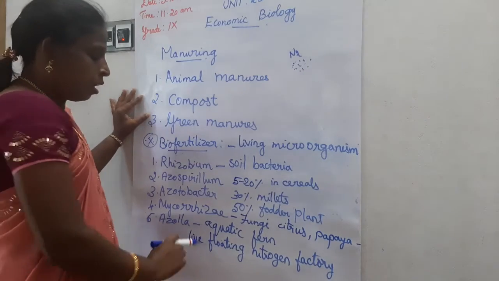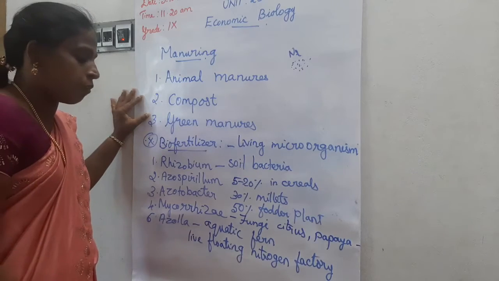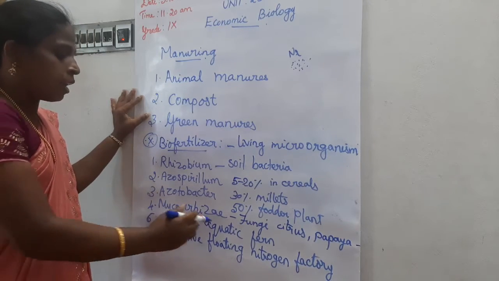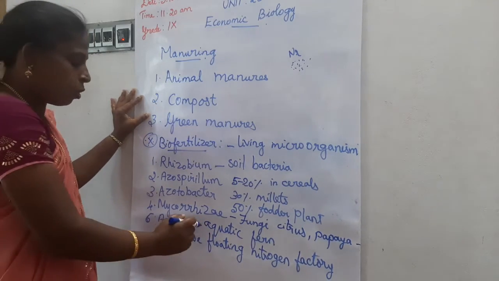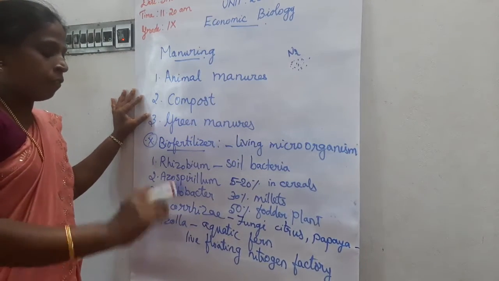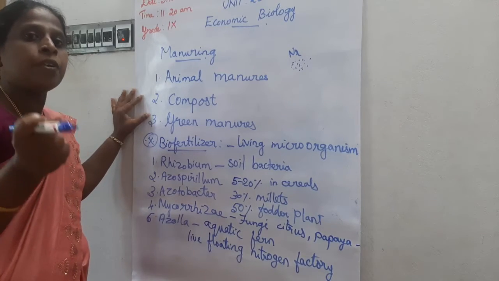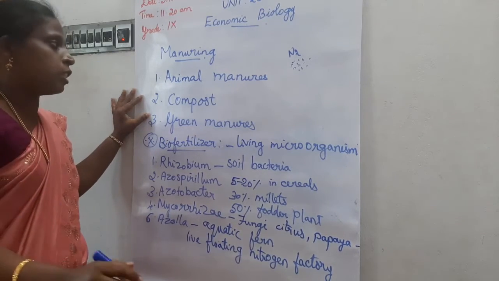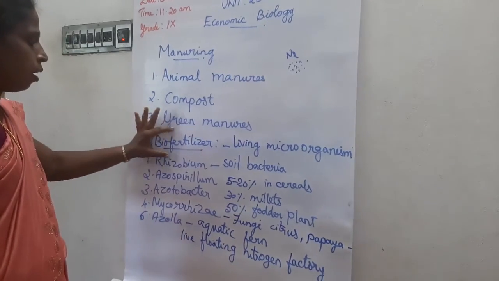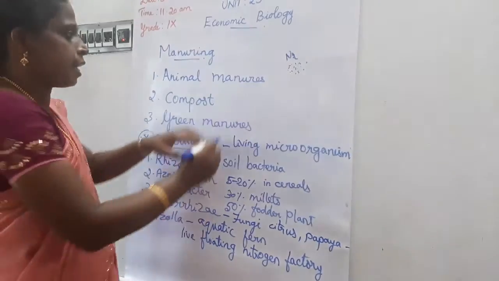Azolla is an aquatic fern that floats on the surface of the water and can fix nitrogen. So it is called the live floating nitrogen factory. For fixing the nitrogen, it obtains energy from photosynthesis. So these are the types of biofertilizers. Next one, biofertilizer scheme.